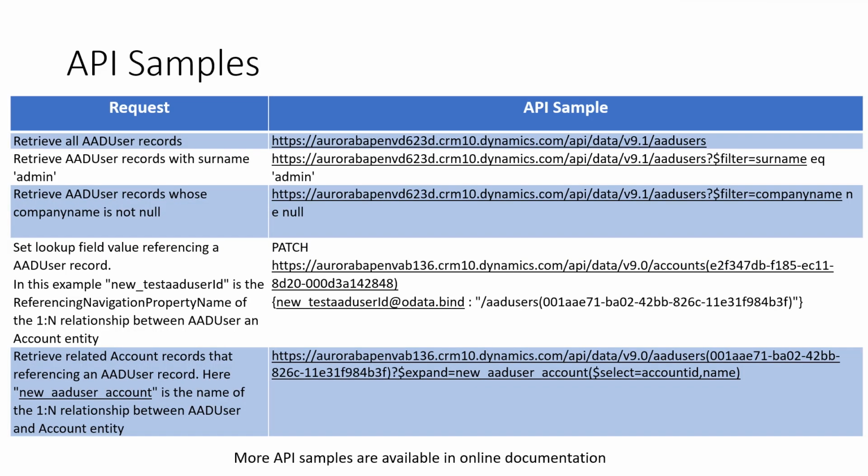The out-of-box APIs also allow you to interact with the AADUser table with additional parameters such as filter and select and more complicated features. A full list of available APIs and examples are available in the online documentation.